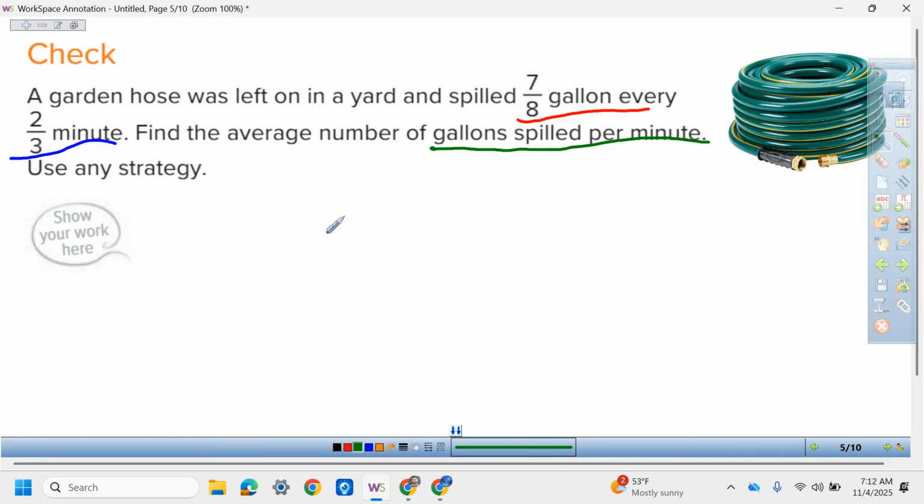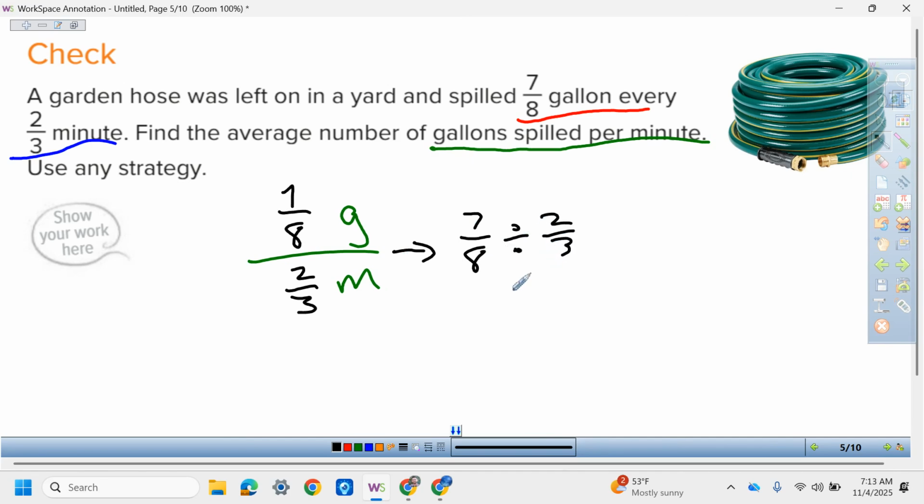So I'm looking for gallons per minute. Now that my ratio is all set up, let's plug them in. 7/8 gallons, that should go on top. 2/3 minutes, minutes is at the bottom, so I'm gonna write 2/3 there. Now that I'm set up correctly, let's go ahead and change this to 7/8 divided by 2/3. So we can do a little keep, change, flip. That'll get me 7/8 times 3 halves.